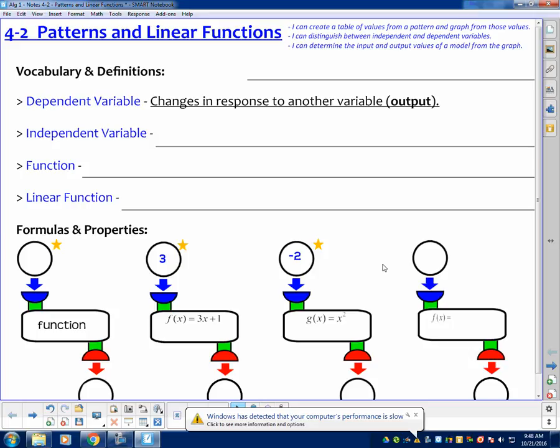Oftentimes in Algebra 1 we use x and y is usually the dependent variable.